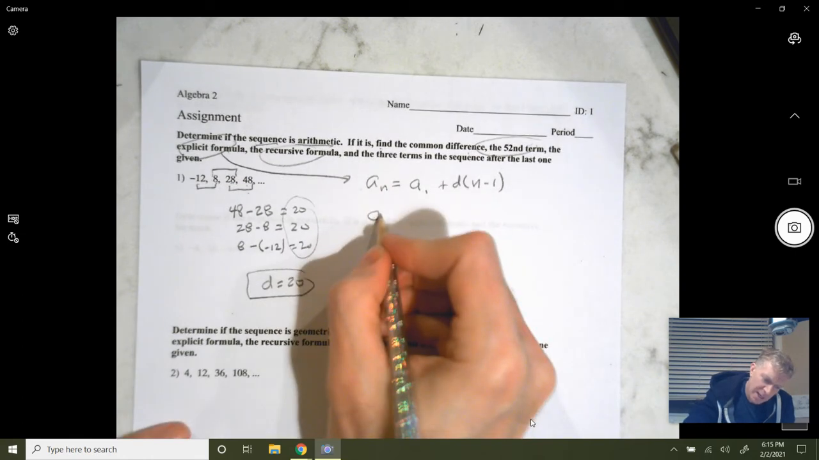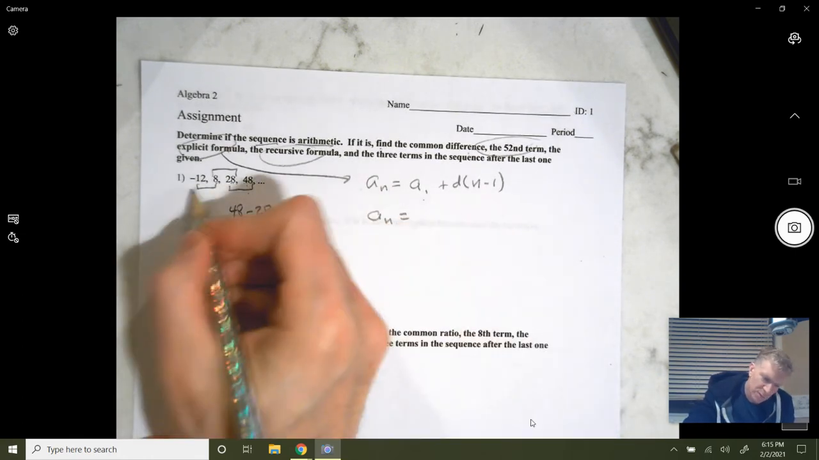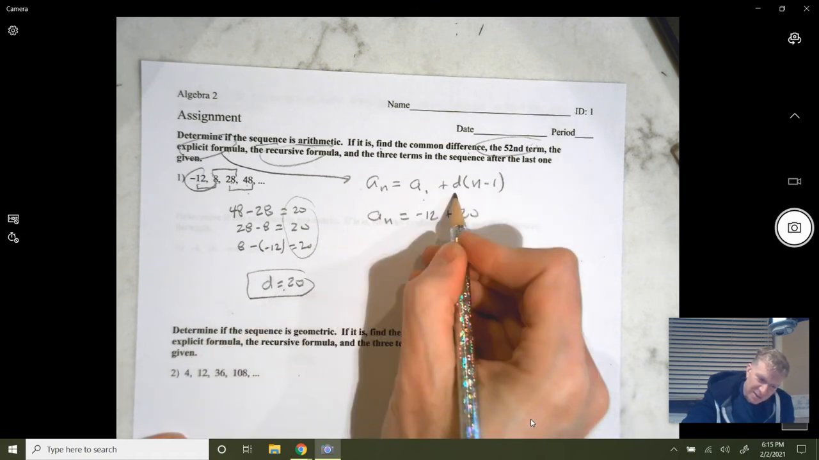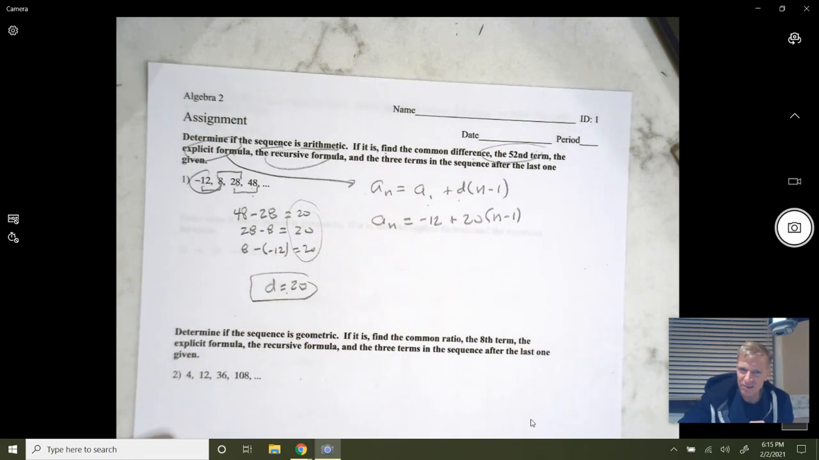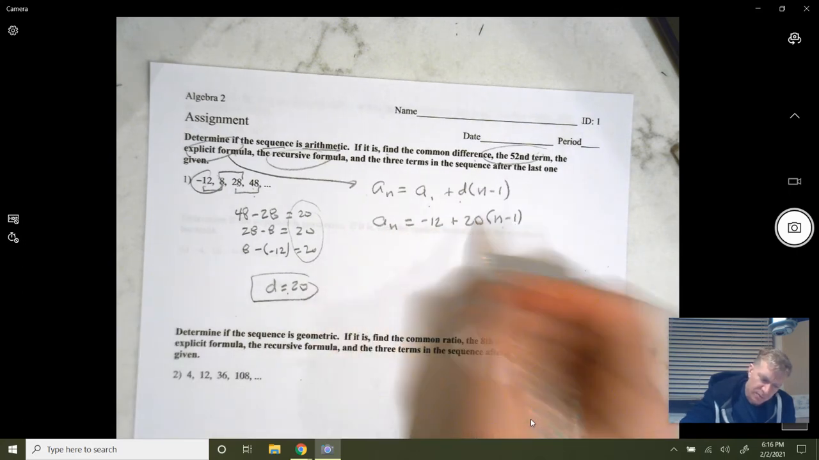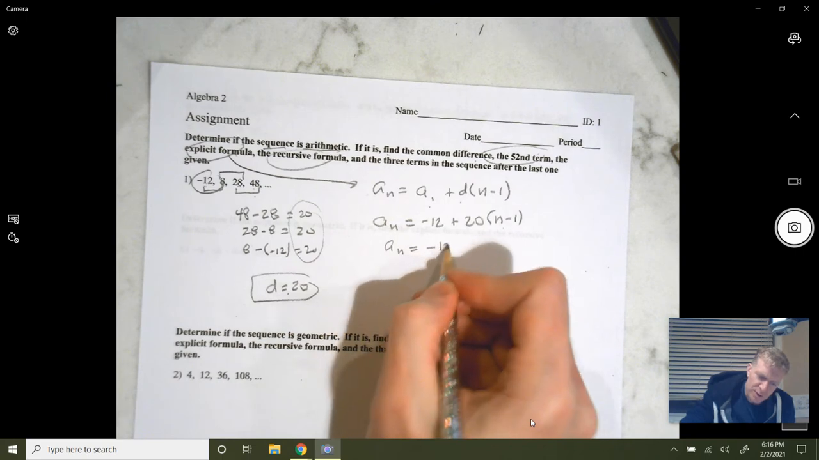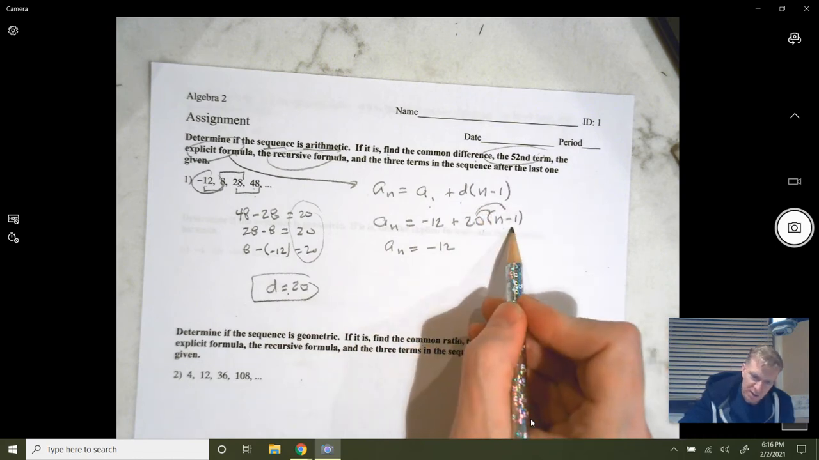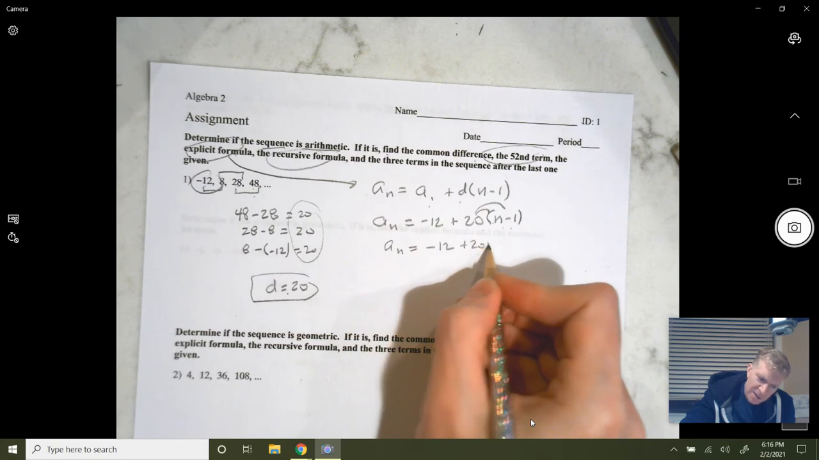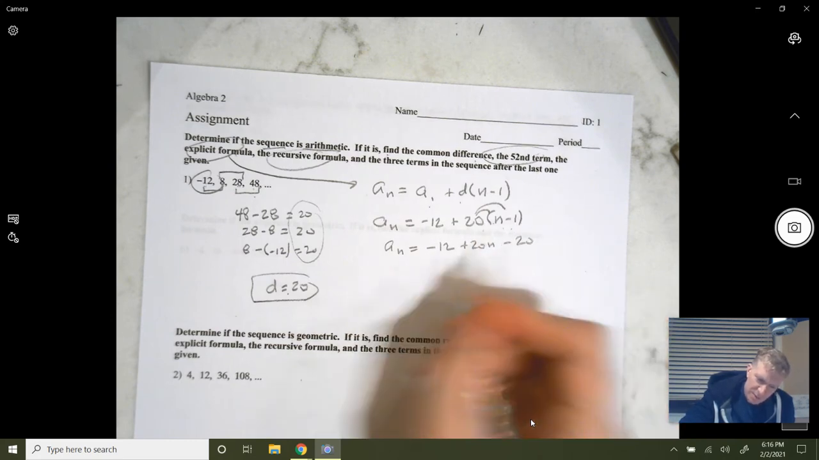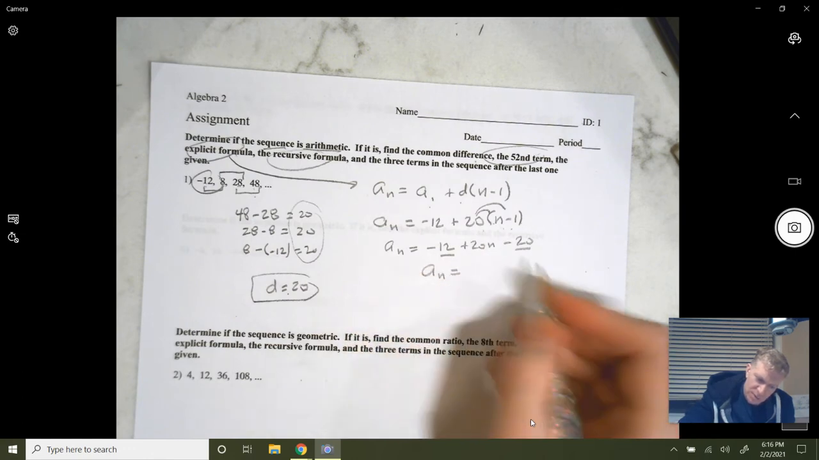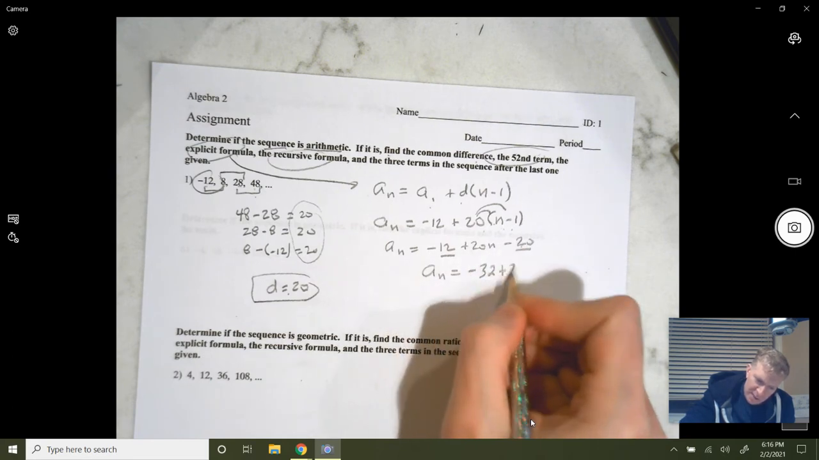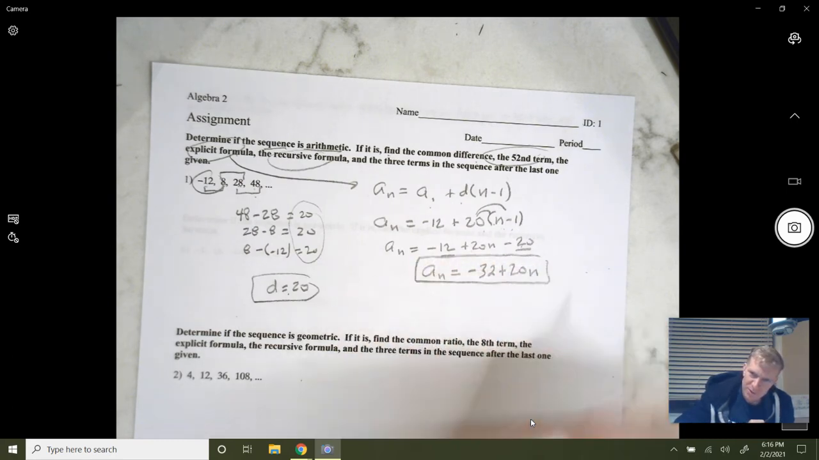The explicit formula is a sub n equals a sub 1 plus d times n minus 1. So our formula is a sub n equals a sub 1, that just means your first term, negative 12, plus your common difference. Common difference is 20. We plug that in for d, and then n minus 1. Okay, you're pretty much done there. But we can simplify. Sometimes on a multiple choice test, you have to pick an answer, and this is not one of your choices. So we're going to distribute and simplify. 20 times n is 20n. 20 times negative 1 is minus 20. Combine your like terms. A sub n equals negative 12 minus 20 gives you negative 32 plus 20n. There's our explicit formula.